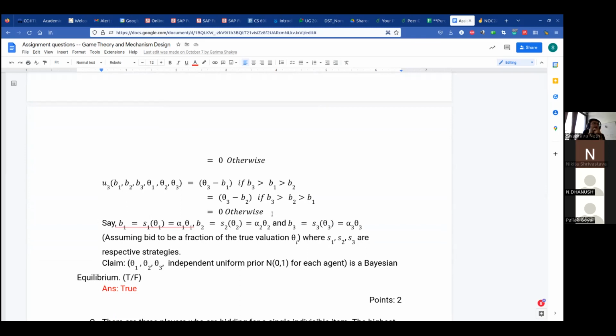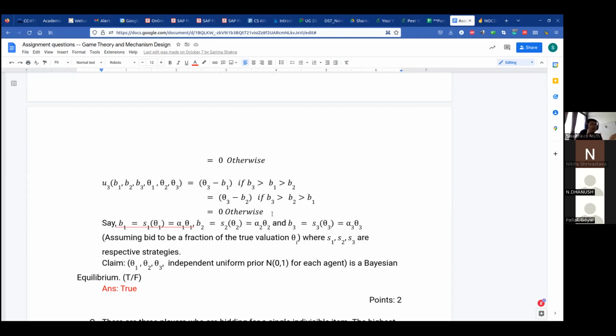So the Bayesian equilibrium says that you have all these priors on the theta i's, right? You have a Bayesian prior on the theta i's. And when you take the expectation with respect to that prior, whatever you get is a Nash equilibrium. So here the question asks for an independent uniform prior, so everybody has the same 0, 1. Actually it should not be N(0,1), it should be just independent uniform prior. N stands for normal, but assuming that's just a typo, you have a uniform distribution over 0 and 1.